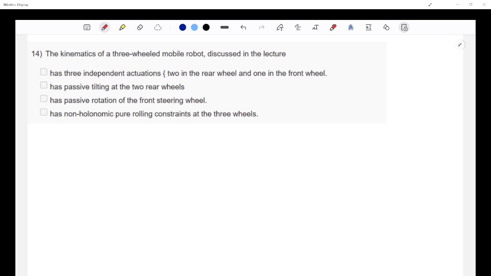So the structure of the robot is it has a front wheel, which is steering actuated, and rotation, which is passive.